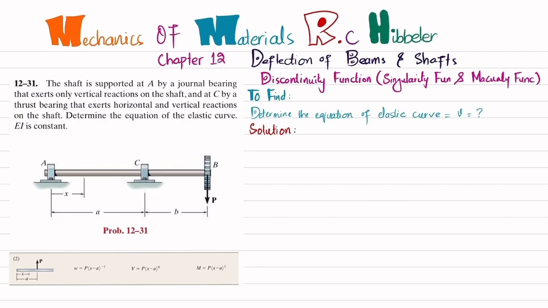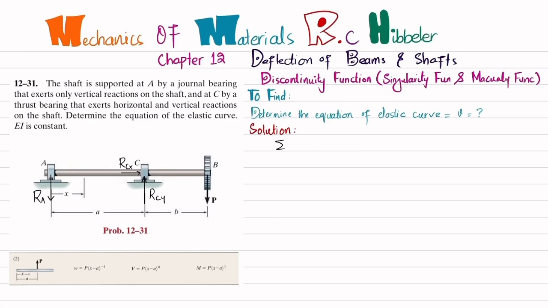So if you remove this thrust bearing, you will have a reaction force acting upward. Let this force be RC, and you will have reactions RCY and RCX. And if you remove this journal bearing, you will have a reaction force which will be acting downward. So we will find these forces by using equations of equilibrium.